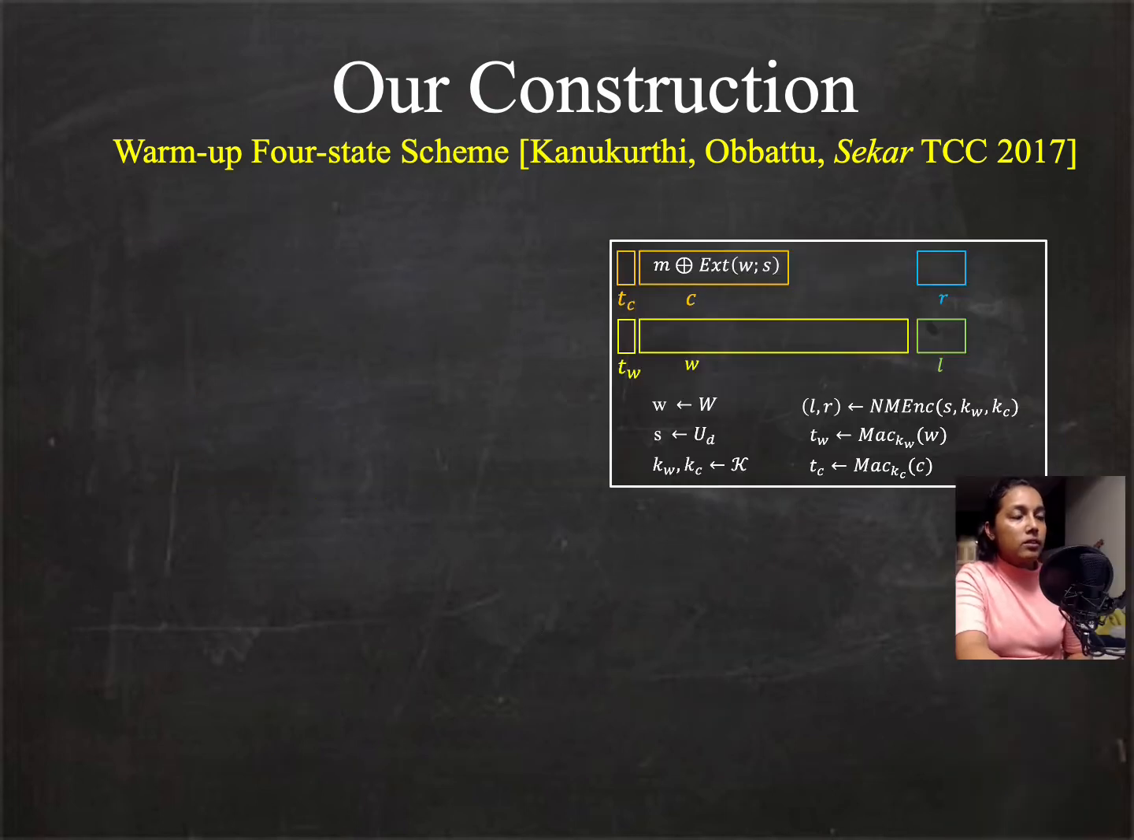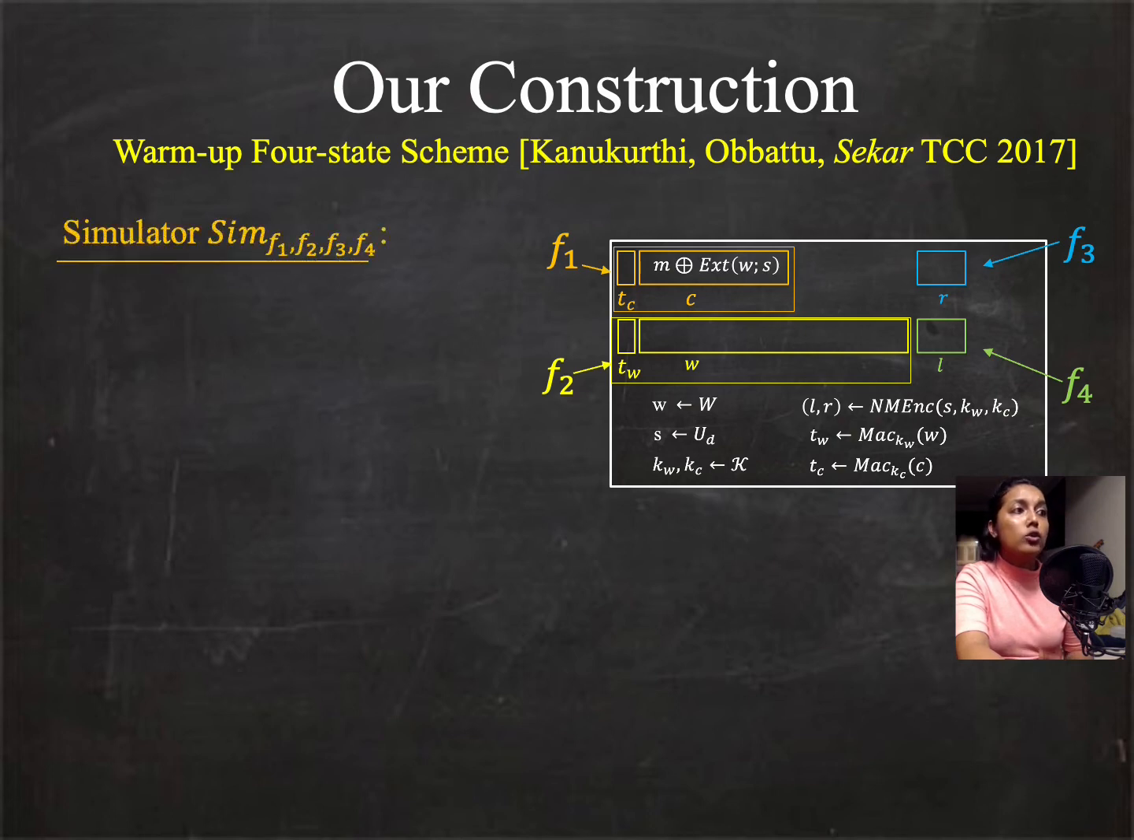So let's look at how this warm-up construction guarantees non-malleability. Particularly we are allowing each of the 4 states to be tampered by the functions f1, f2, f3 and f4 as shown here. So what do I need to show to prove non-malleability? I need to show you how to build a simulator that just depends on f1, f2, f3 and f4.